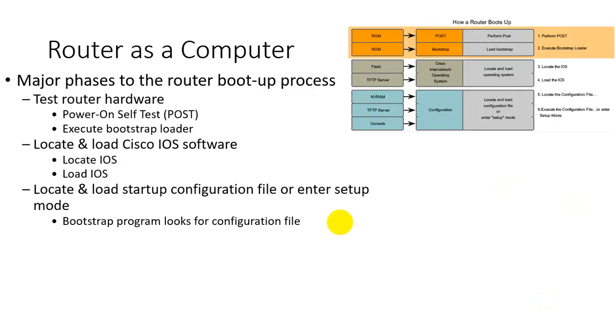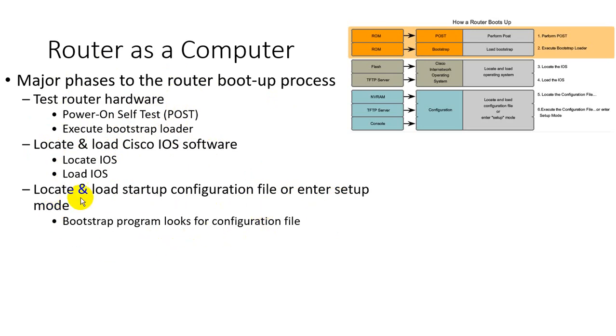If you move further, we can find that the major phases of the router boot up process include: test router hardware, power on self test, execute bootstrap loader, locate and load Cisco IOS software. So it will first locate it, then it will load it. Then locate and load the startup configuration file and enter setup mode. The bootstrap program looks for a configuration file.